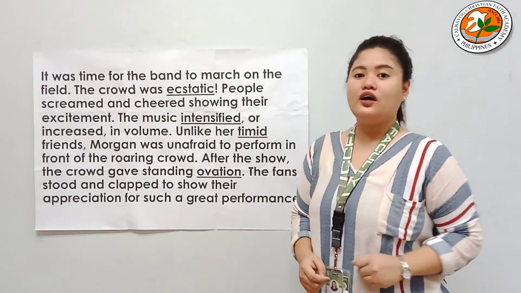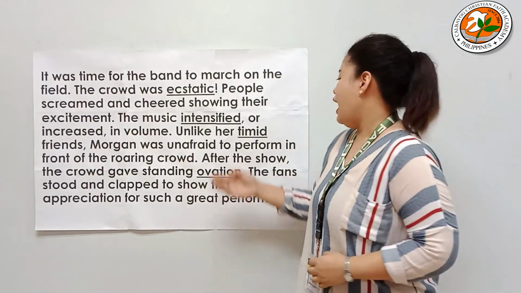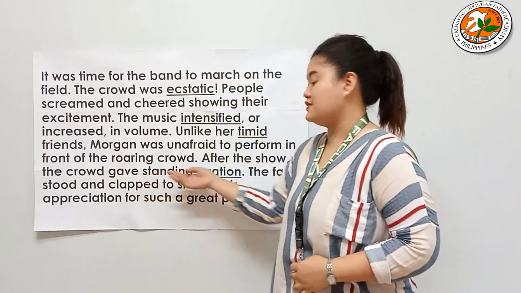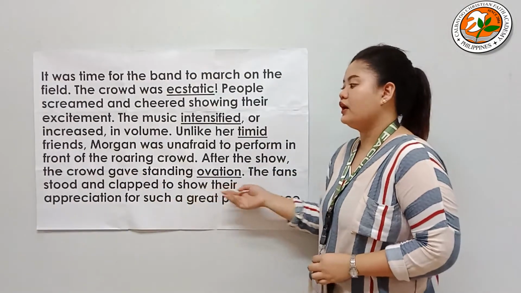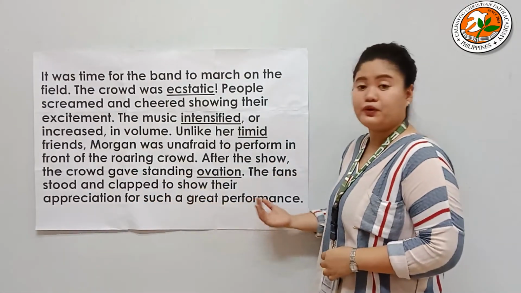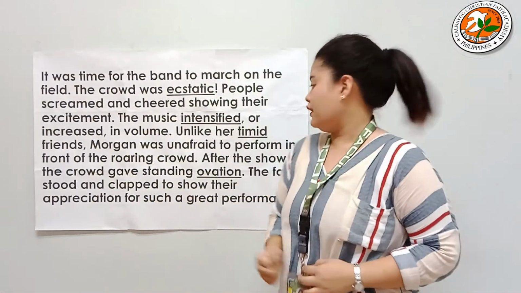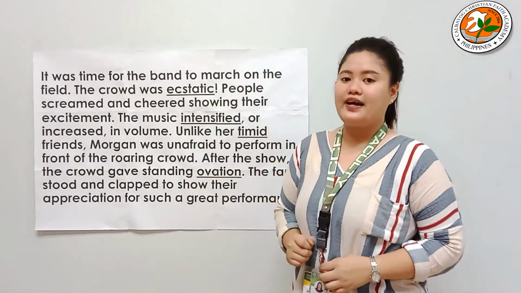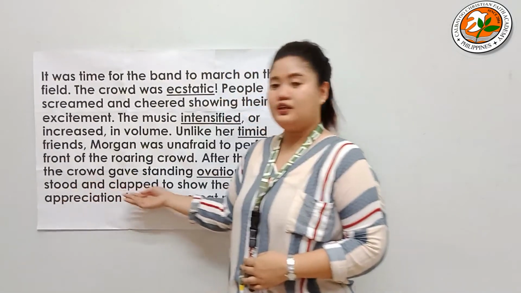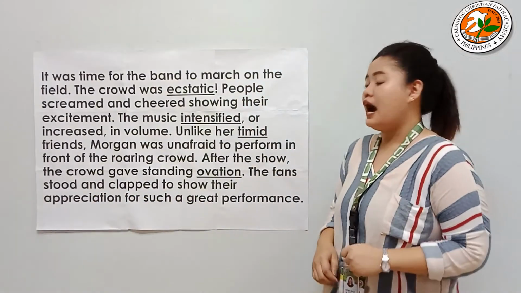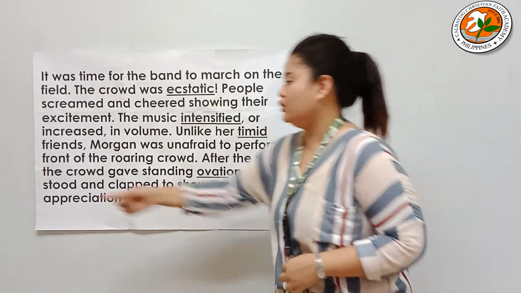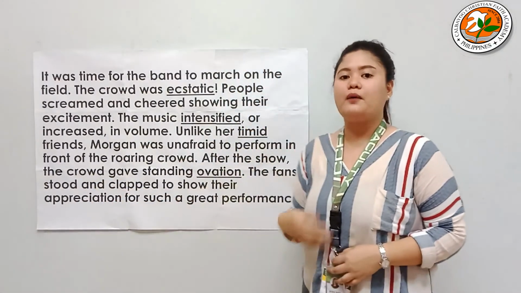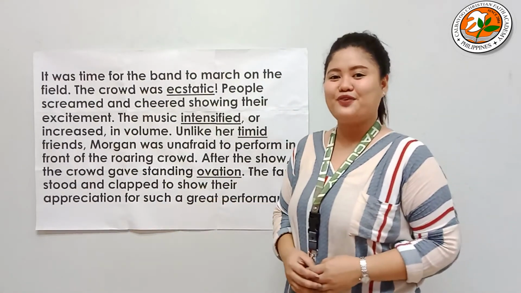Lastly, we use the context clues definition. After the show, the crowd gave a standing ovation. The fans stood and clapped to show their appreciation for such a great performance. It is obvious that the word ovation is defined as stood and clapped. Why? Because after we witness a show or a performance, we stand and clap to show our appreciation for such a great performance. Do you understand?